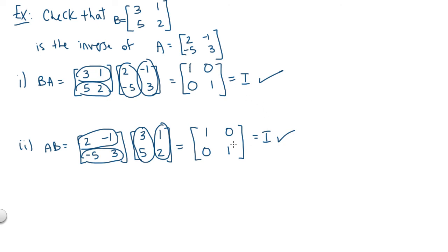So we've checked the two things, and so we could now say, yeah, B is the inverse of A. So often we could say, okay, we've found the inverse of A. It is the matrix 3, 1, 5, 2. So we'll explore matrix inverses more in our next few videos.